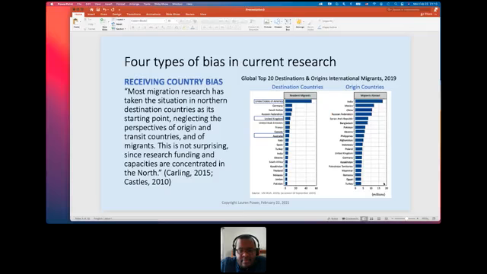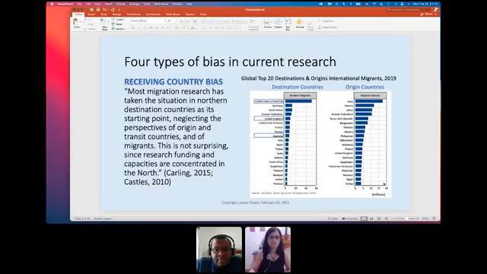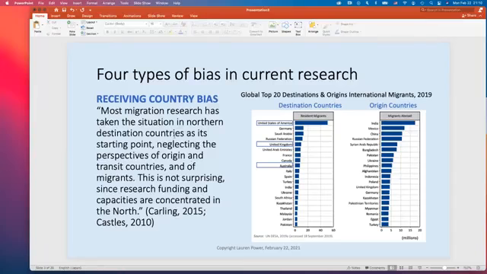So I want to talk a little bit about receiving country bias, which is one of 4 types of bias that I'm going to be discussing today. This is when the situation in northern destination countries is really the starting point, and in some cases the ending point, neglecting perspectives of origin and transit countries, and really narratives of migrants themselves.